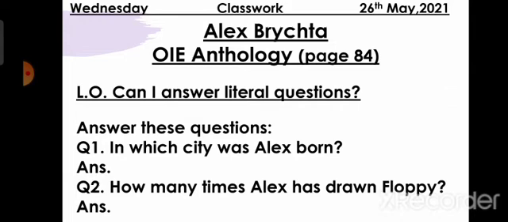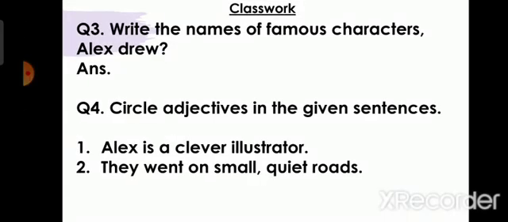Okay, then how will you start your answer? Alex has drawn Floppy. Then you will write the number, that is how many times he has drawn Floppy. Got it? After writing the answer of the second question, if you have space, then you will leave 1 line on the same page and start writing question number 3.